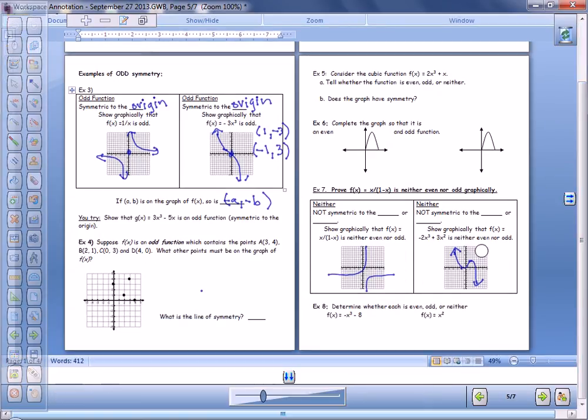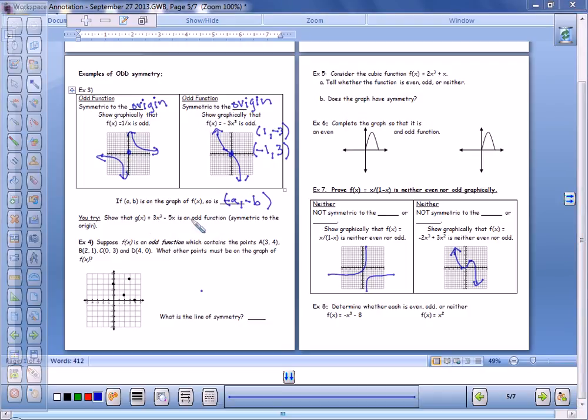Alright, so how would we show that this is an odd function algebraically? Well, if we plug in the opposite, we better get out the opposite. And we always put in parentheses. And if I plug this in, I get out negative 3x cubed plus 5x. Did my first term switch to the opposite? Yes. And my second term also switched to the opposite. So if I plug in negative x and I get the opposites of all the terms, then that algebraically shows me it has odd symmetry. It is symmetric with respect to the origin.